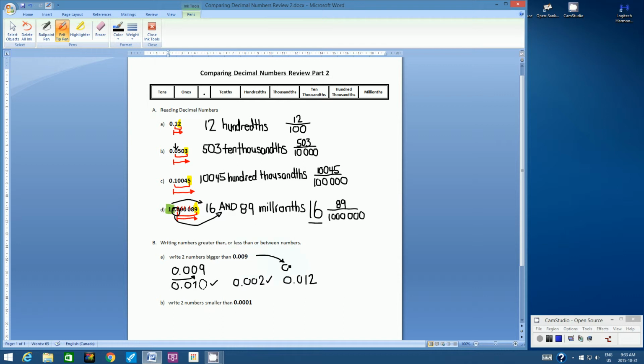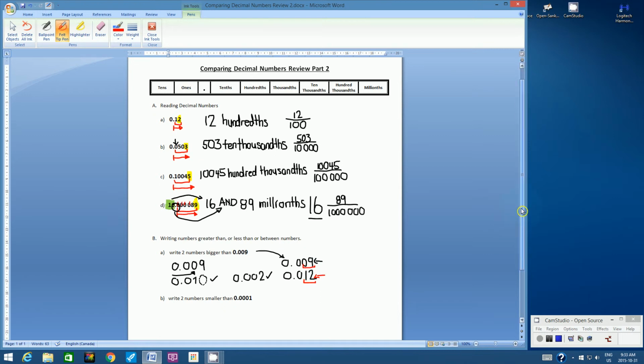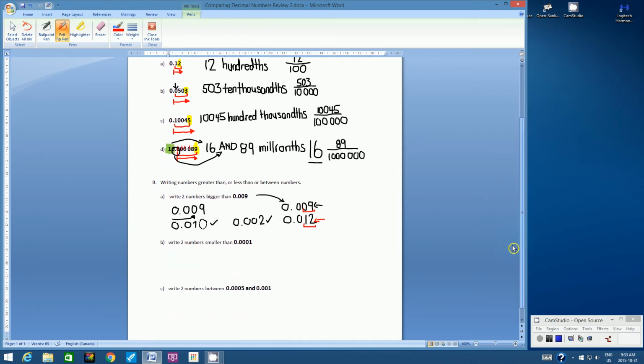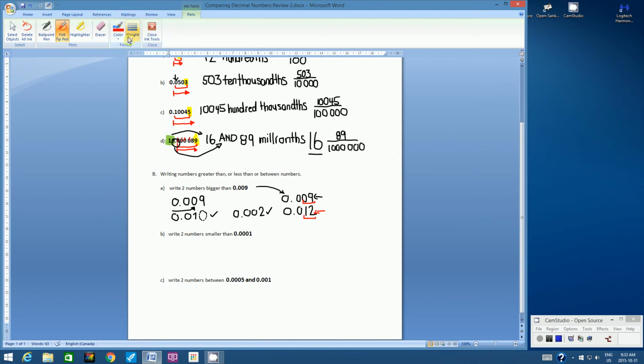Okay, and this is where stacking your numbers, lining up all the place value columns is very handy. So this was our original number, 0.009, and this was the number we just thought of, 0.012. So if I were to compare the last two digits, 09 and 12, this is clearly larger. Okay? All right. So I've given you some strategies there. So let's use those strategies with the next couple of questions.